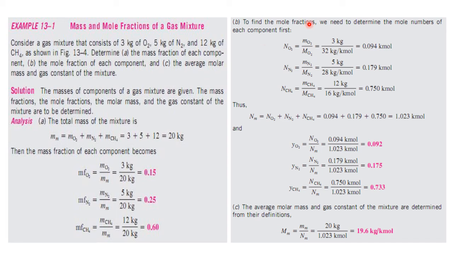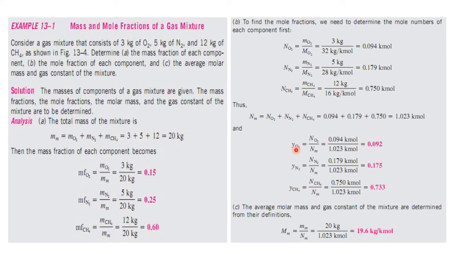To find the mole fraction, we need to determine the mole numbers. How do you determine the mole numbers? It is mass divided by the molar mass. You know that the mass is 3 kg and the molar mass of oxygen is 32 kg per kilomole. Then you can find how many kilomoles of oxygen, and similarly nitrogen and CH4. You need to remember the molar mass values for different components. The total number of moles of the mixture Nm, when you add all these 3 components together, is 1.023 kilomole.